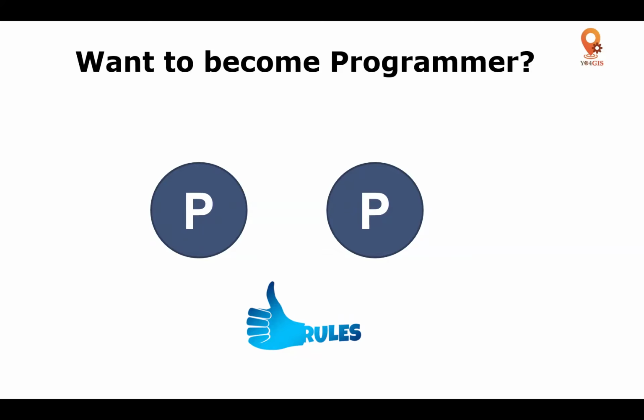Then you will also feel happy, that okay, it is done. Now you also understand where the problem is and what mistake we made. So this 2P rule is very important: patience and practice. Without this 2P rule, nothing is possible.